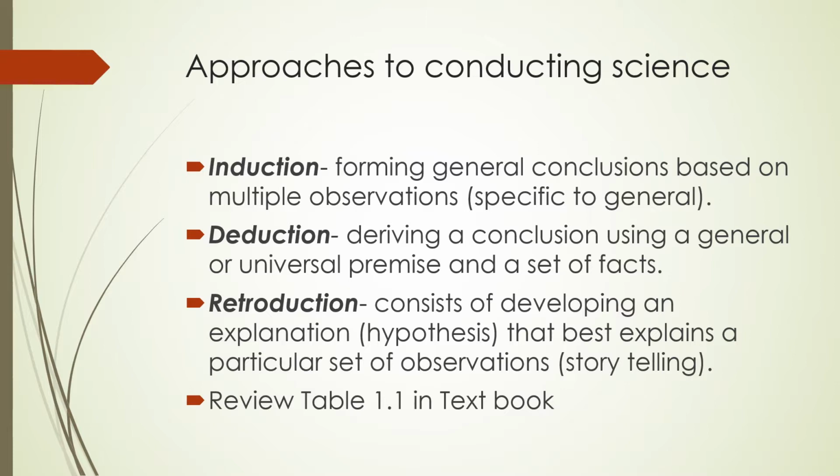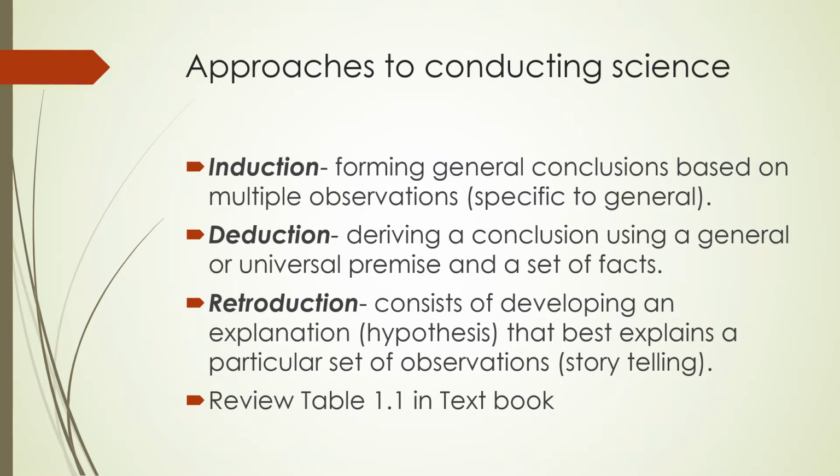And third is what Romsberg refers to as retroduction, a term that's not used much in the literature. And it consists of developing an explanation or a hypothesis that best explains a particular set of observations. And because the conclusion or the hypothesis is developed after looking at the data, it's sometimes given the term storytelling, which is obviously not a complimentary description. And there's a really nice review of these different approaches in table 1.1 of the book.